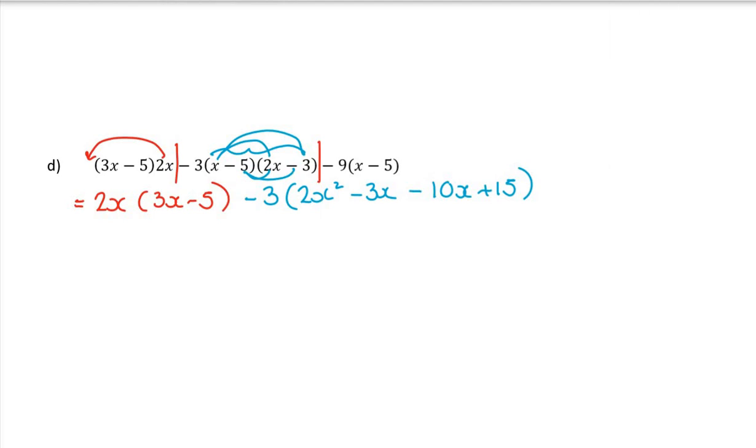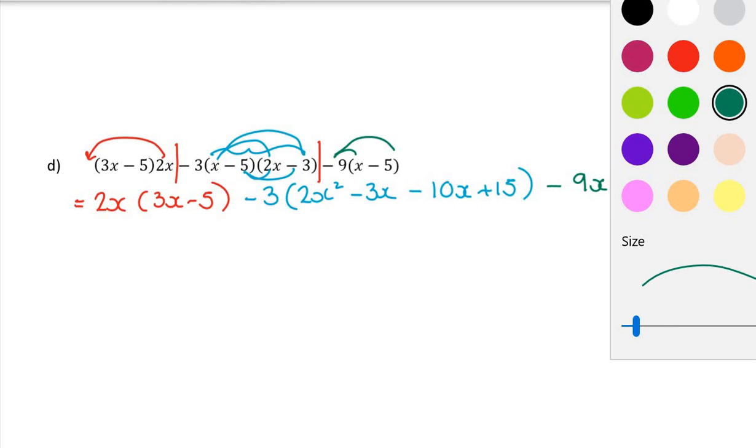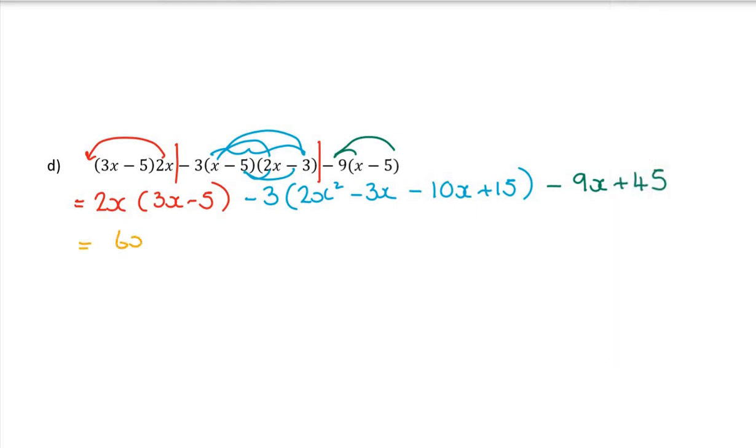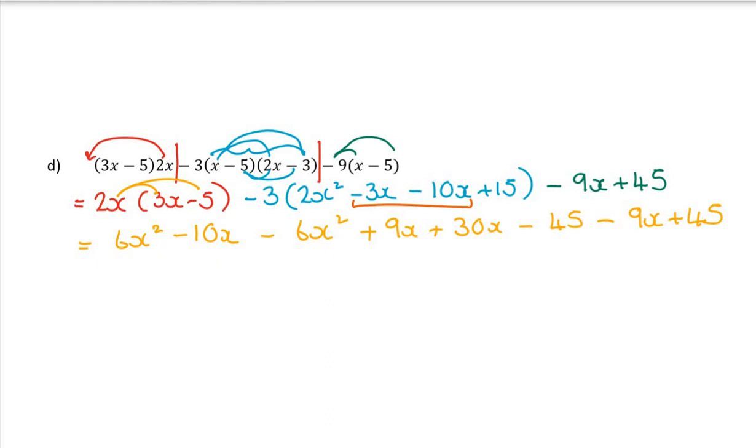And my last term is I multiply out my minus 9. So minus 9x plus 45. So I'm not yet ready to add like terms because I still need to do some distribution in the first term. So I distribute in my 2x. And now minus 6x squared plus 9x plus 30x minus 45 minus 9x plus 45. I could have added again these like terms in the bracket first, and I would have got minus 13x times negative 3 is plus 39x, but I'm going to add like terms in the last step anyway.